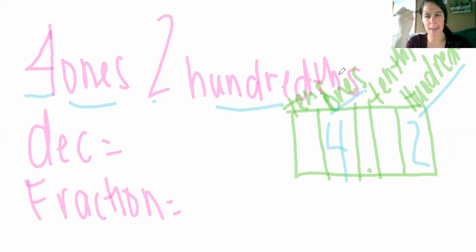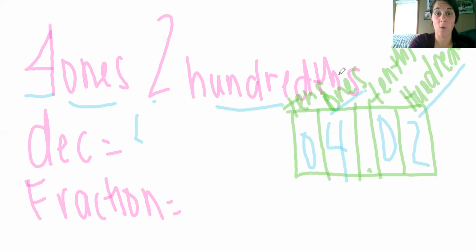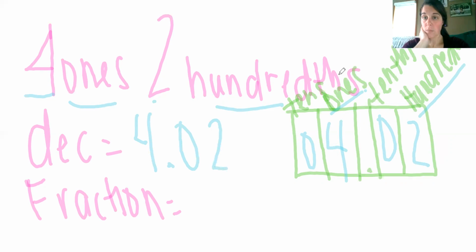Well, it doesn't say anything about tenths. Oh, what goes there? A 0, right? If they don't tell me, it's a 0. Same thing with tens. So as a decimal, 4 ones, 2 hundredths is written as 4 decimal 0 2. How do I write that as a fraction?